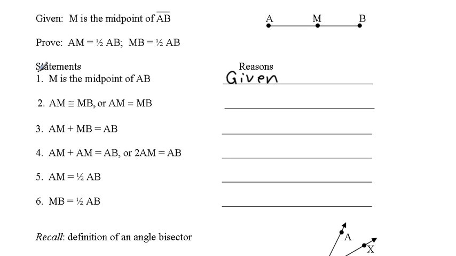When we do a two-column proof, we say M is the midpoint of AB, and then over in the reasons we say the reason we know that, it was given to us right here. So our reason is given if it's something that was given right at the beginning. Now my next statement is that AM is congruent to MB, or AM equals MB. All right, and that's the definition of midpoint.